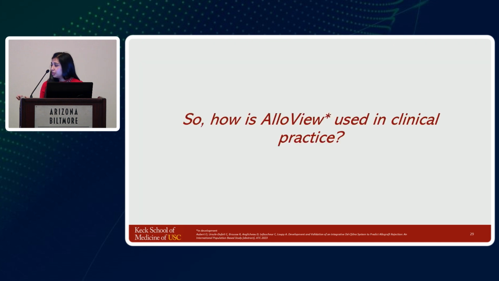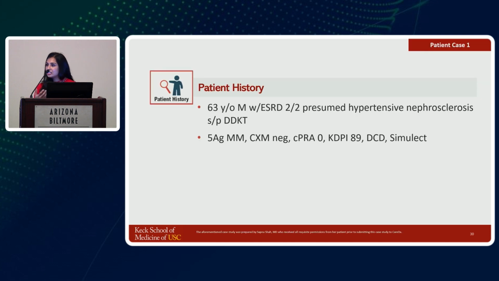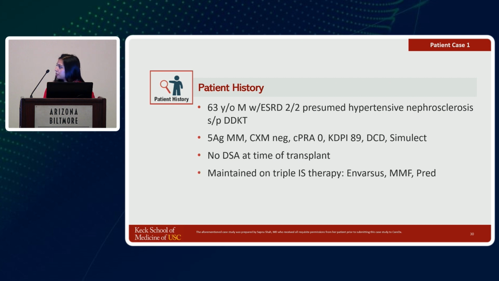So how is AlloView used in clinical practice? So at our center at the University of Southern California, we've been using this application to retrospectively study the utility of the algorithm. So for me, it's easiest to discuss the technology by presenting a case. So I'll start. My first patient was a 63-year-old male with ESRD secondary to presumed hypertensive nephrosclerosis who received a deceased donor kidney transplant. He was a 5-antigen mismatch to the kidney, cross-match negative, with CPRA 0, and received Simulect for induction. He was maintained on triple immunosuppression therapy, which is our protocol, but had DGF with suboptimal graft function at 3 months.